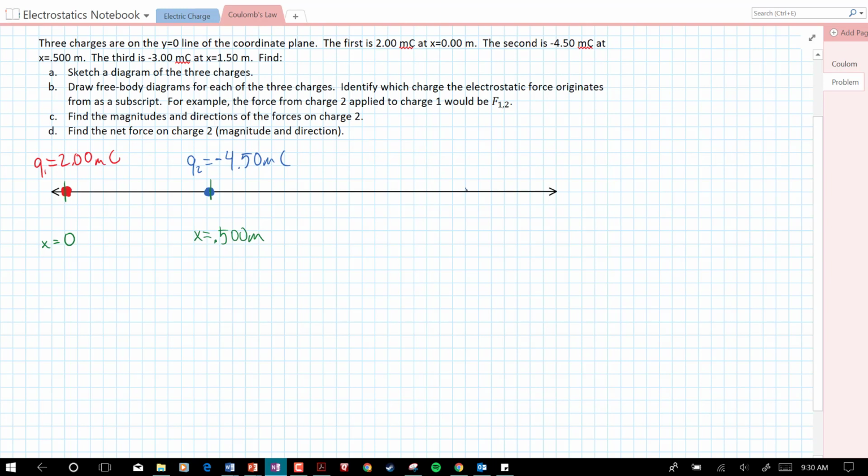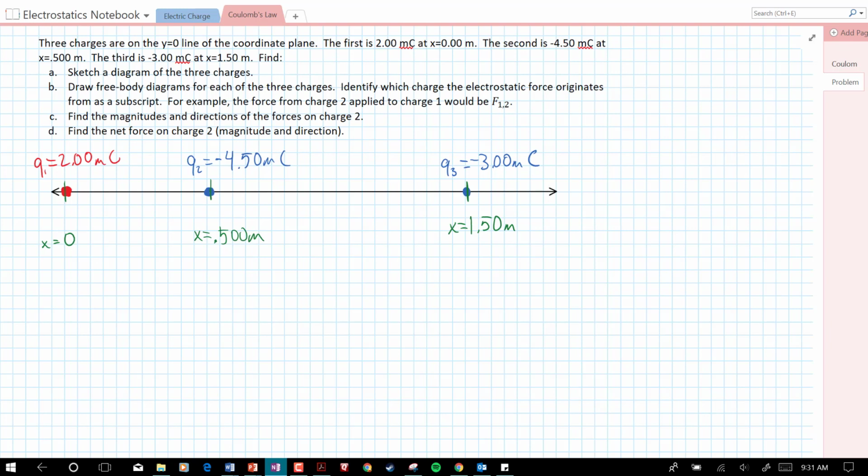So it's going to be pretty far out. Q3 equals negative 3.00 millicoulombs, and the position is x equals 1.50 meters. So here's our little diagram of our charges. Next we need to draw free body diagrams for each of the three charges and identify the direction of the force with a subscript.